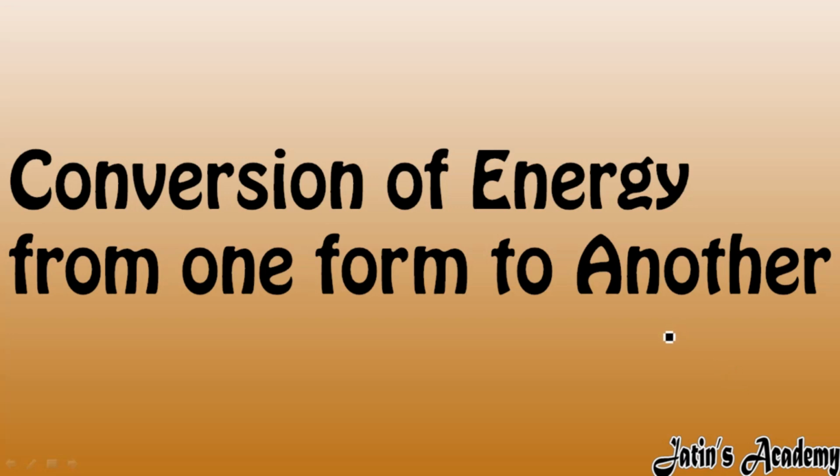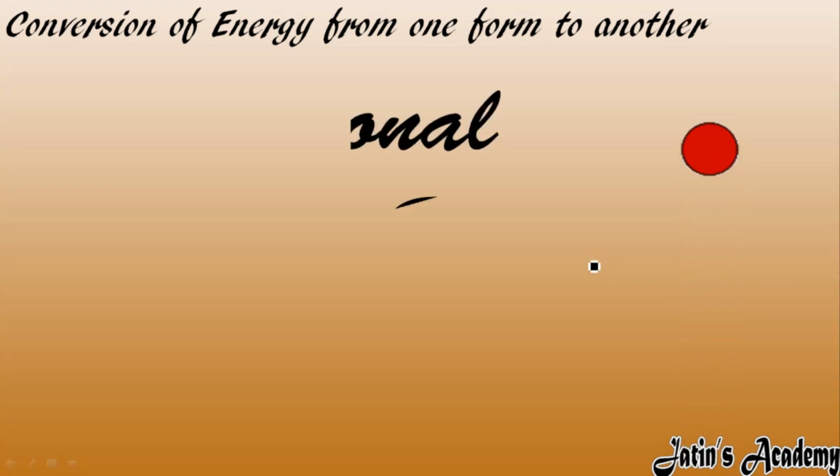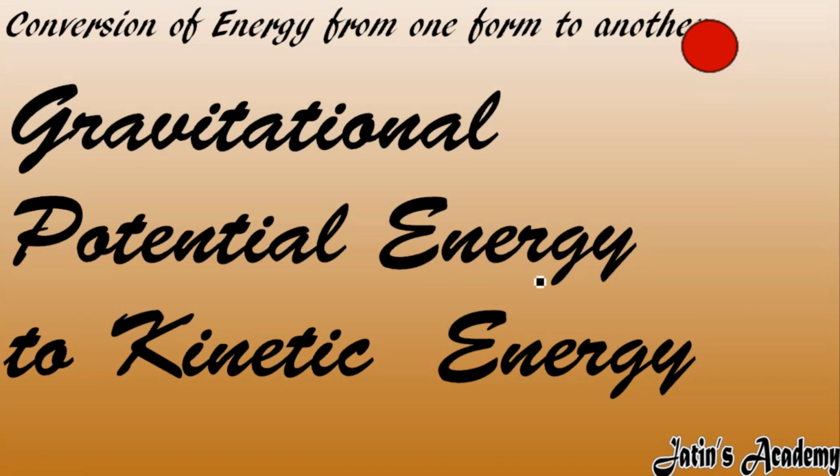Here I will give you some examples. You have to see them clearly and tell me which form of energy is converted into another. The first example is free fall. When a body is falling freely, which type of energy is converted into another? Initially it has gravitational potential energy, then it comes into motion. So gravitational potential energy is converted into kinetic energy.